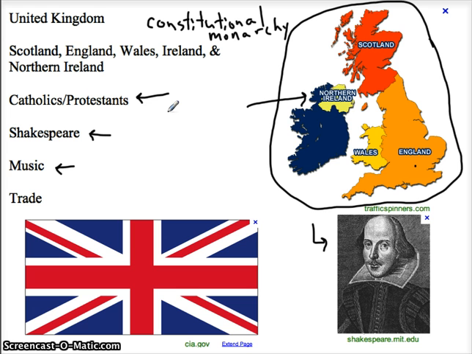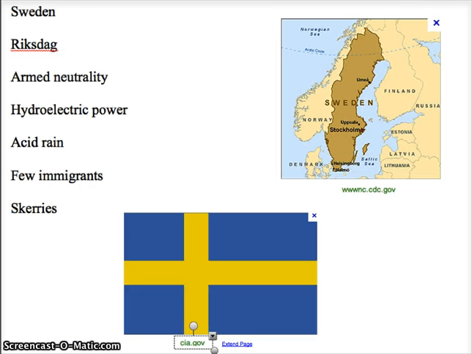On a different note, Britain is dependent upon trade. What we have is a small country with a huge population, so they just basically cannot feed themselves. So they are dependent upon trade with other countries to feed themselves. Let's go on to another country. Let's talk about Sweden.